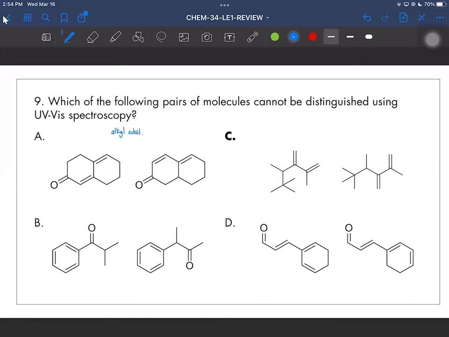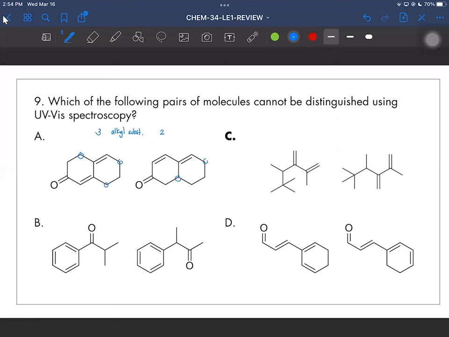So the one on the left, if we look at the alkyl substituents, it actually has 3 alkyl substituents. So it has 1, 2, tsaka 3. It has 3 alkyl substituents sa compound on the left. Meanwhile, yung compound on the right only has two. So it only has two alkyl substituents sa conjugated system niya.